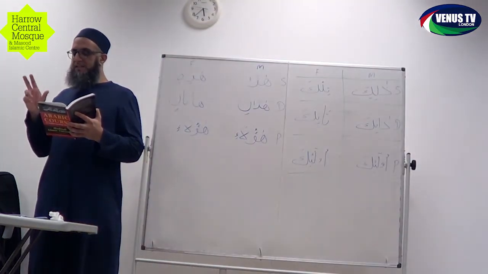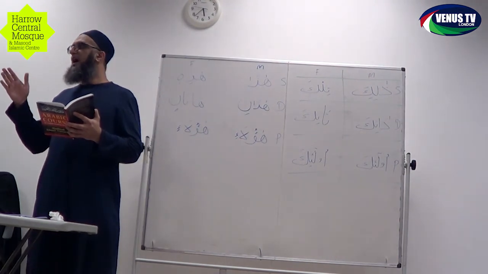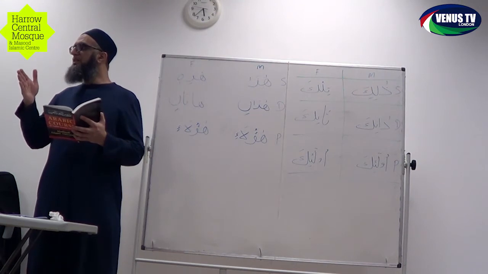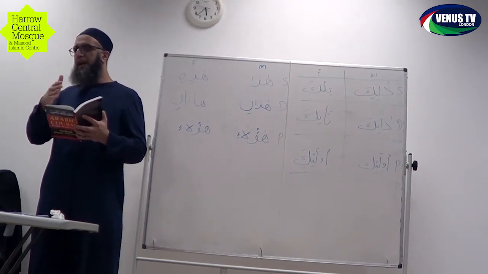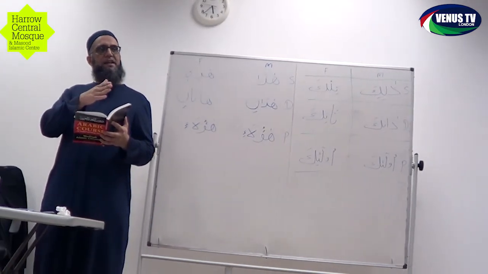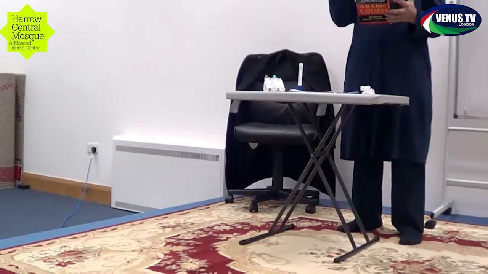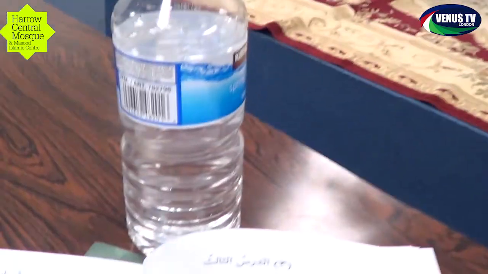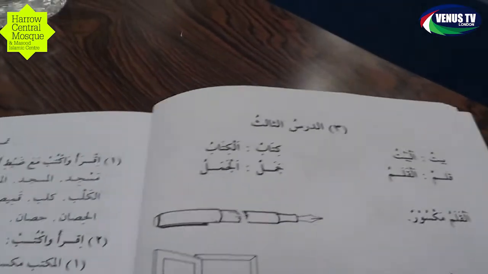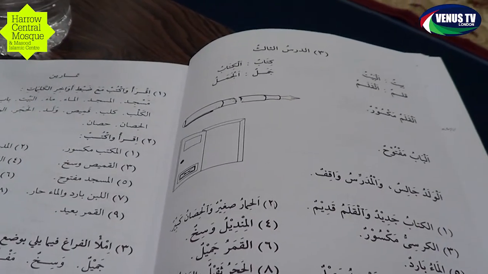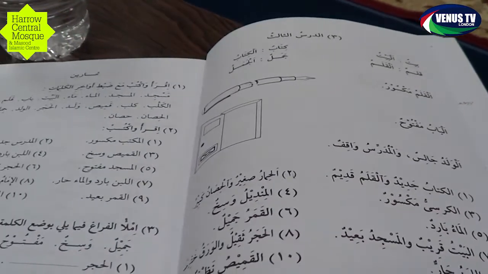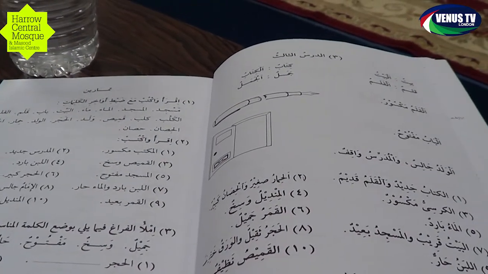Now, we've got the sentences that are coming up. So we've said hada baytun, dalika baytun. We've been using the indicative pronouns in the last two lessons. Here, the indicative pronouns have gone. So hada, dalika, they've gone now. We've got two nouns. Okay. Now you say al-qalamu. So we know what al-qalamu means. What does al-qalamu mean? That pen.